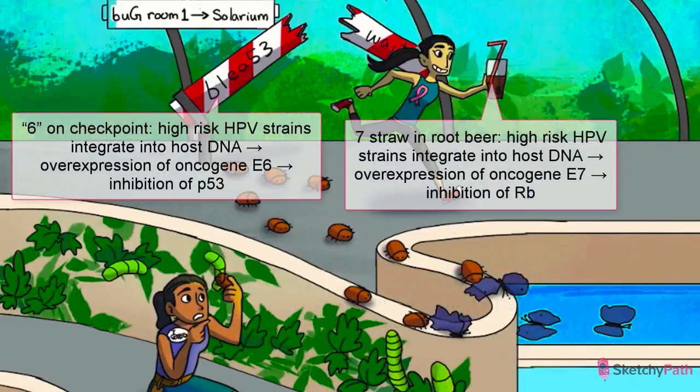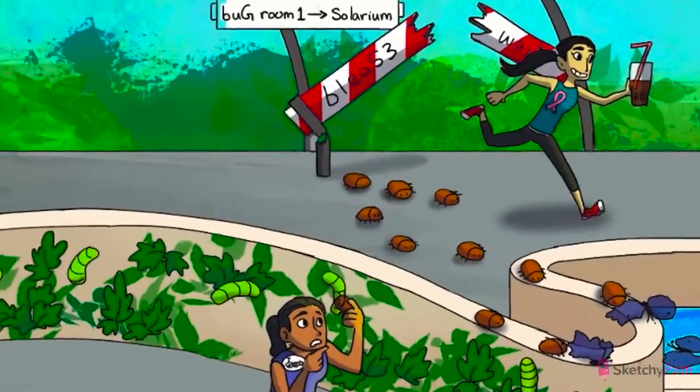After integrating into the genome, high-risk HPV strains upregulate the production of two inhibitory proteins: E6, which blocks P53, hence the flipped-over number 6 there, and E7, which inhibits RB, and is emphasized by that 7-shaped straw in the root beer glass. By blocking these tumor suppressor genes, HPV kicks cell replication into hyperdrive, causing uncontrolled growth and, eventually, cancer.